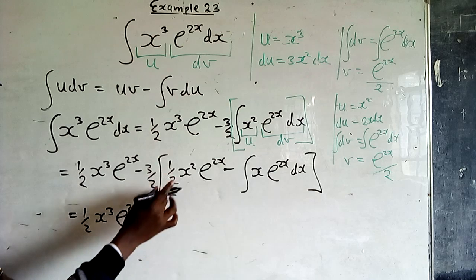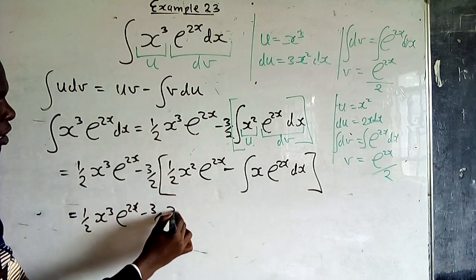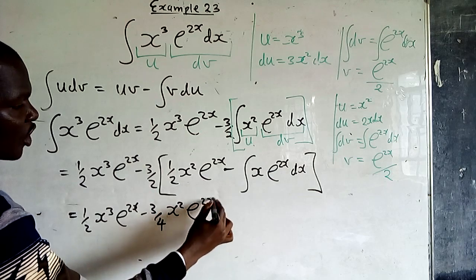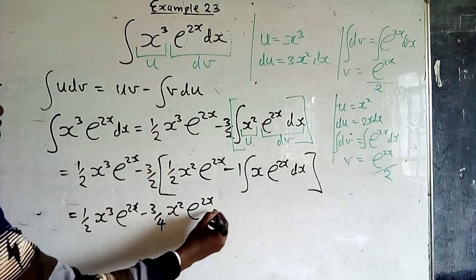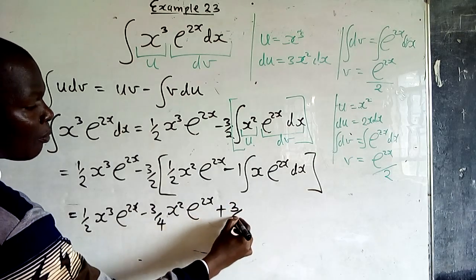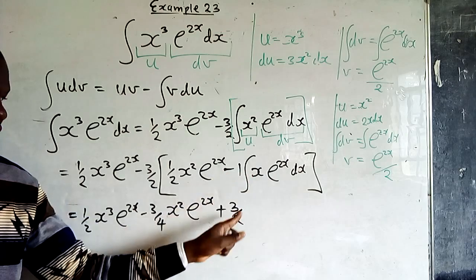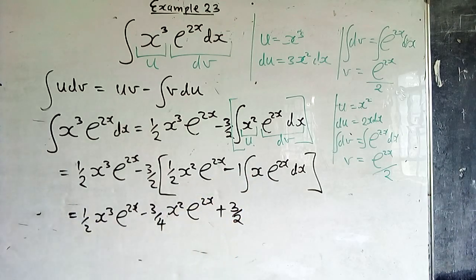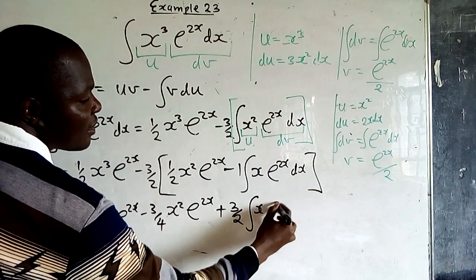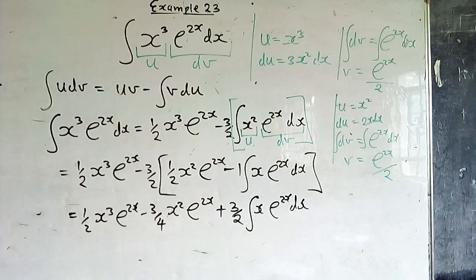You have 3 over 2 times 1 over 2, which is negative 3 over 4 x squared exponential 2x. Then here we have 1, isn't it? Negative 3 over 2 times negative 1, you get positive 3 over 2, isn't it? Good. Then the integral of x exponential 2x dx. So we are done with that.